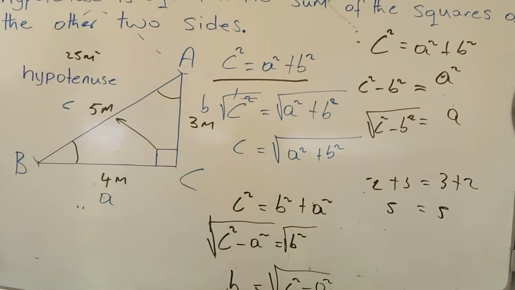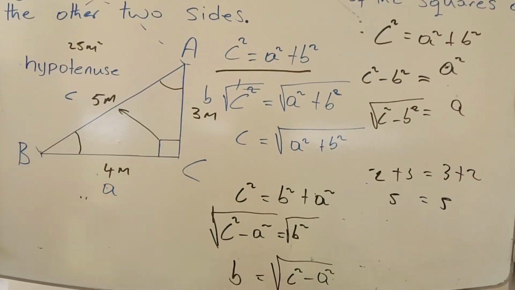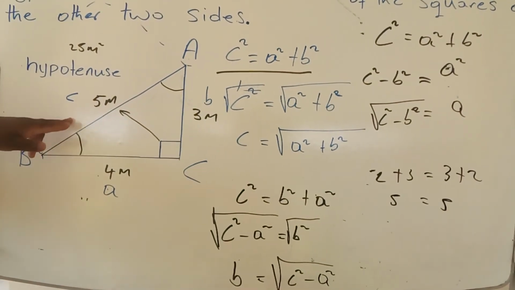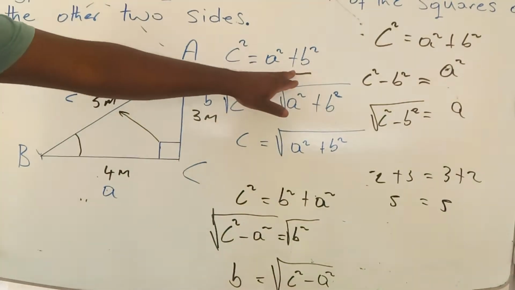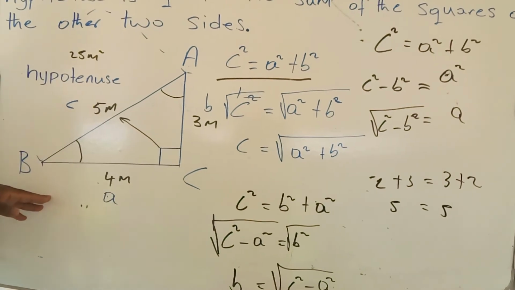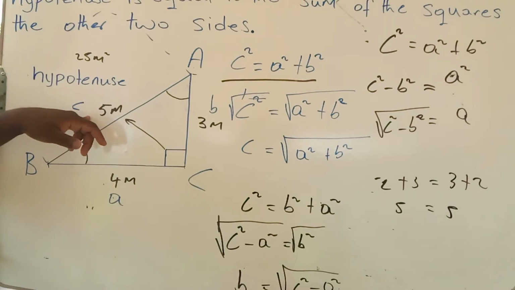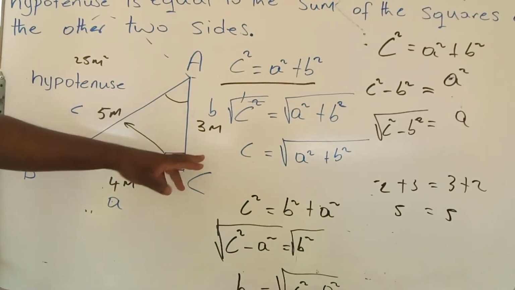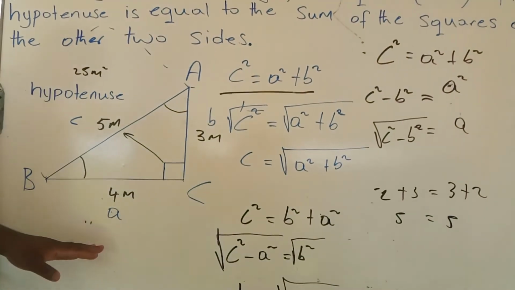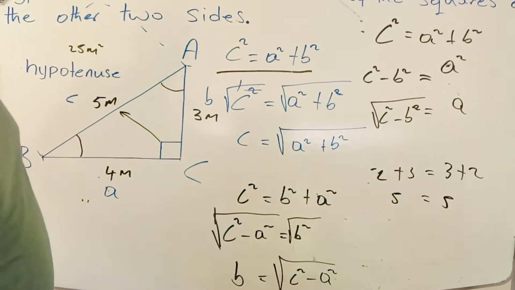So that's how you would manipulate the formula to find what you want. But note, when you want to calculate the hypotenuse, you add. Note that you always add. You add the square of the other two sides. But if you are given the hypotenuse and one length of the other side, and you are asked to calculate any of the other two sides, you are always going to subtract. And I hope that you are paying key attention to that.